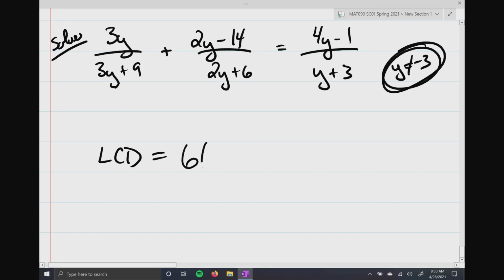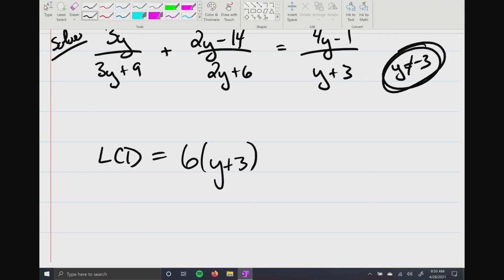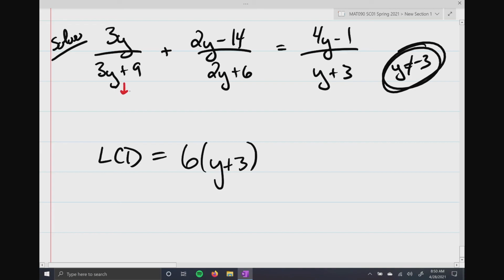You have to factor, like, the first two denominators. So you could, like, take a 3 out of the first one. You could take a 2 out of the first one. So I multiplied, like, the 3 and the 2, and you have the y plus 3. Couldn't agree more. Couldn't have said it better myself. We need to factor every denominator. Now, I'm just going to write it over here. We know the LCD is going to be the product of unique factors.